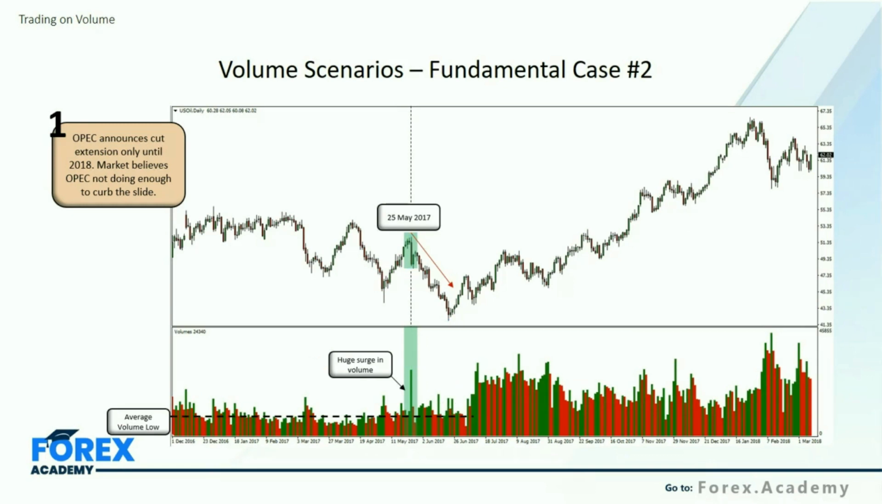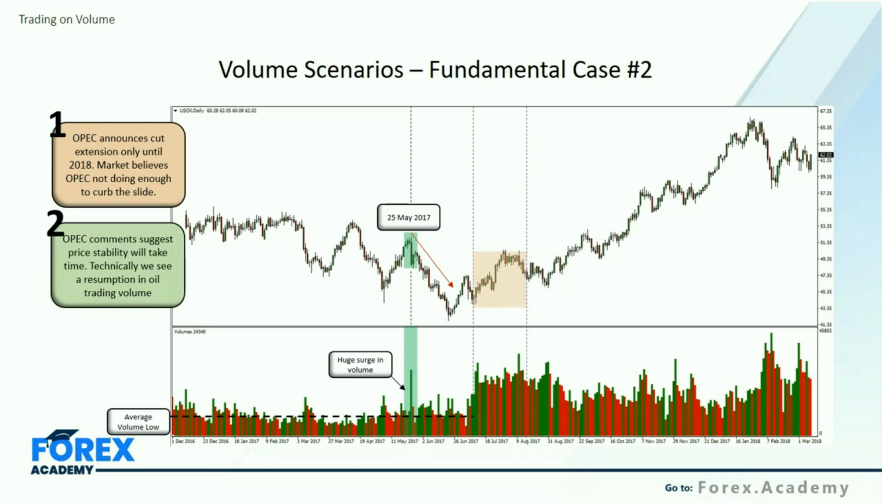Now, as we move on, the story unfolds. OPEC comments certainly suggest to the market that, look, this price stability, guys, is a fundamental decision. It's going to take time to actually affect the market. What we see is a resumption of oil trading as the market prices that in and understands that this fundamental factor is not going to happen overnight. We need stability to come into the market over perhaps a 3 to 6 to 9 month period.